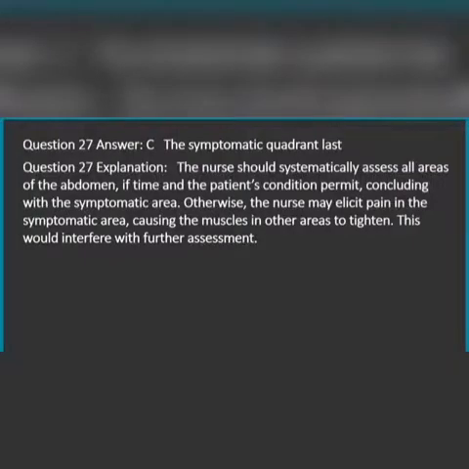Question 27 Explanation: The nurse should systematically assess all areas of the abdomen, if time and the patient's condition permit, concluding with the symptomatic area. Otherwise, the nurse may elicit pain in the symptomatic area, causing the muscles in other areas to tighten. This would interfere with further assessment.